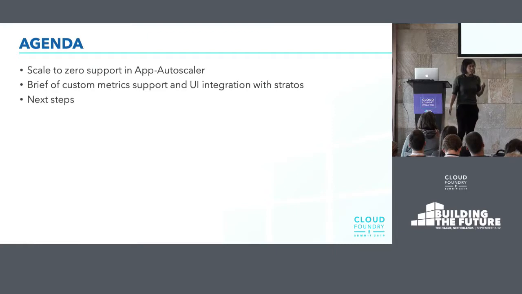This is the agenda. First of all, we will take time to introduce what scale to zero is, how to do it in Cloud Foundry, and our implementation details. And then we will give a brief introduction to the latest update on app-autoscaler for custom metrics and the UI integration, so that you can understand how the scale to zero feature will be presented on app-autoscaler after it is integrated into the official release.